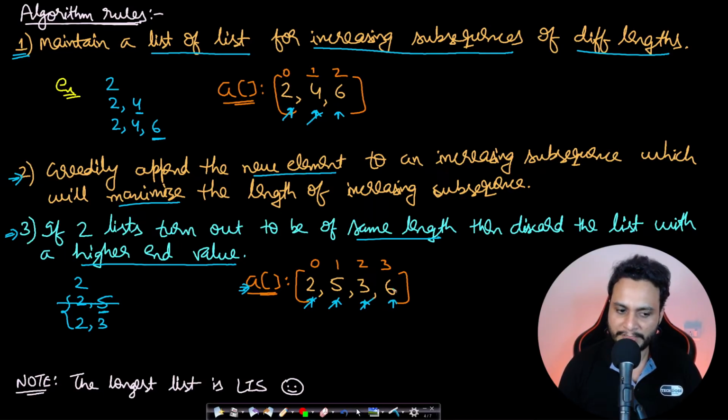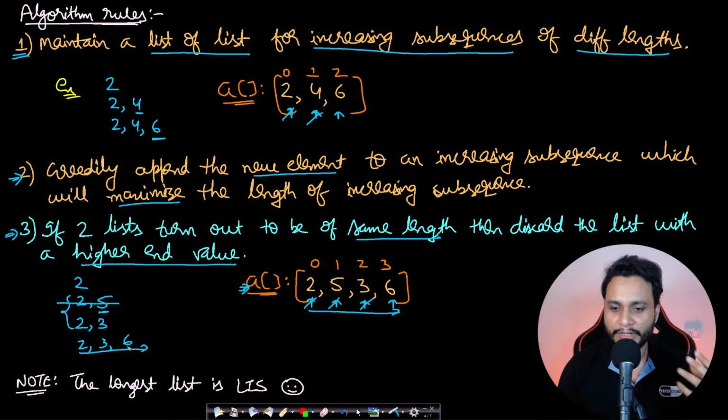When I have to see this 6 again, making a new list with 6 is not feasible. Making this go after 2 is also not that feasible, because I can always append it after 3, and that will create a new list 2, 3, 6. So if we have these many elements, then 2, 3, 6 will be the longest increasing subsequence of length 3. So I hope you got the idea of what we are trying to do.